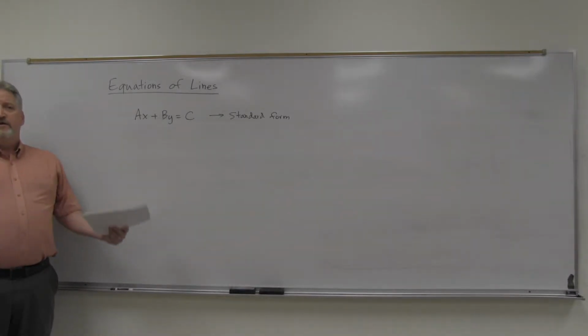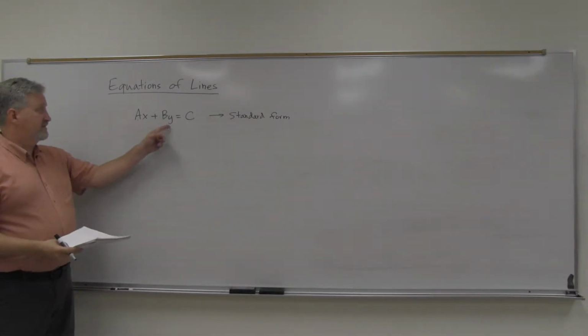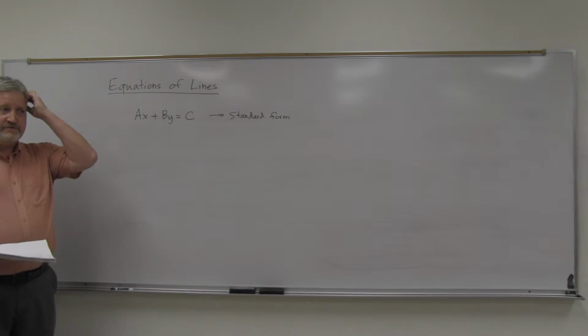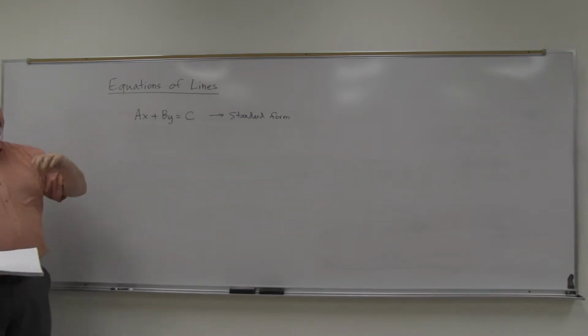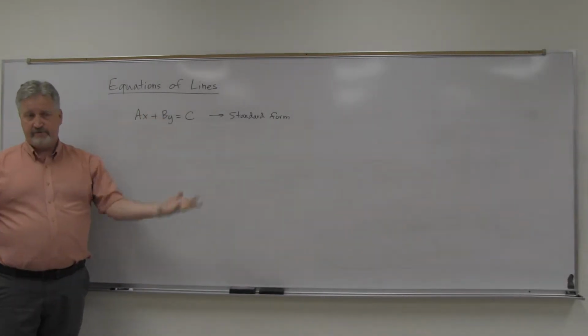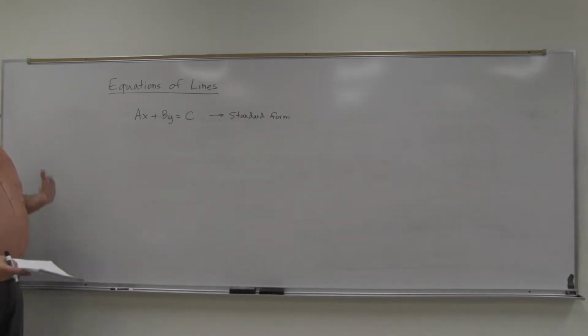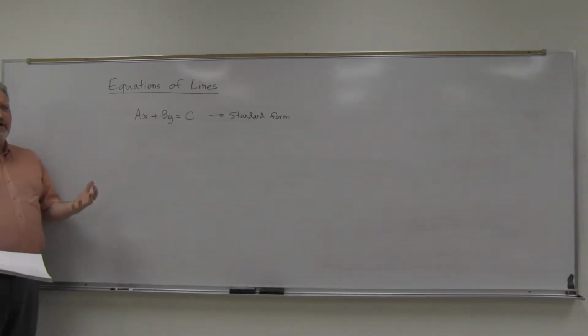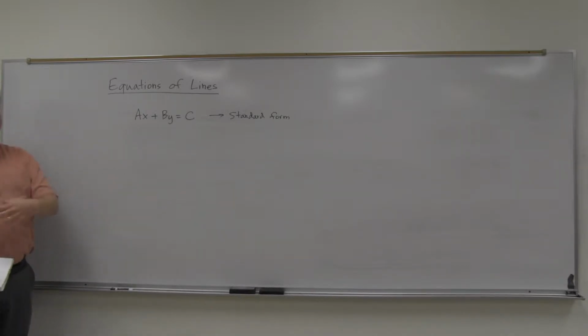So a line can look like that. And again, the reason we know it's a line is because it's x and y. We don't have any powers. We don't have a y squared or an x squared. We just have x to the first and y to the first power.